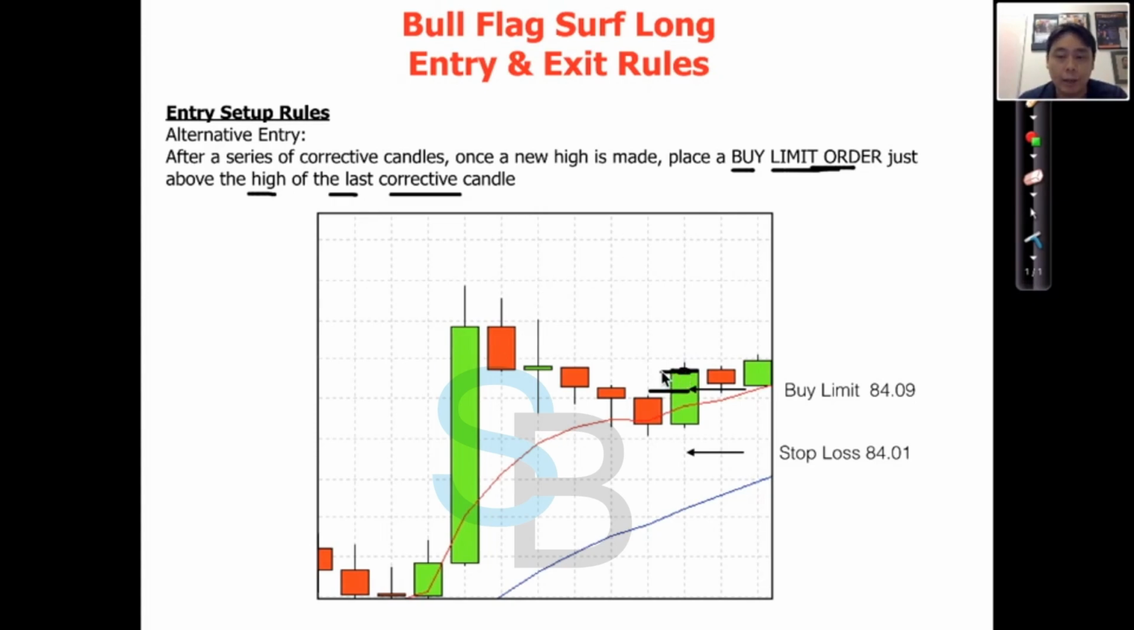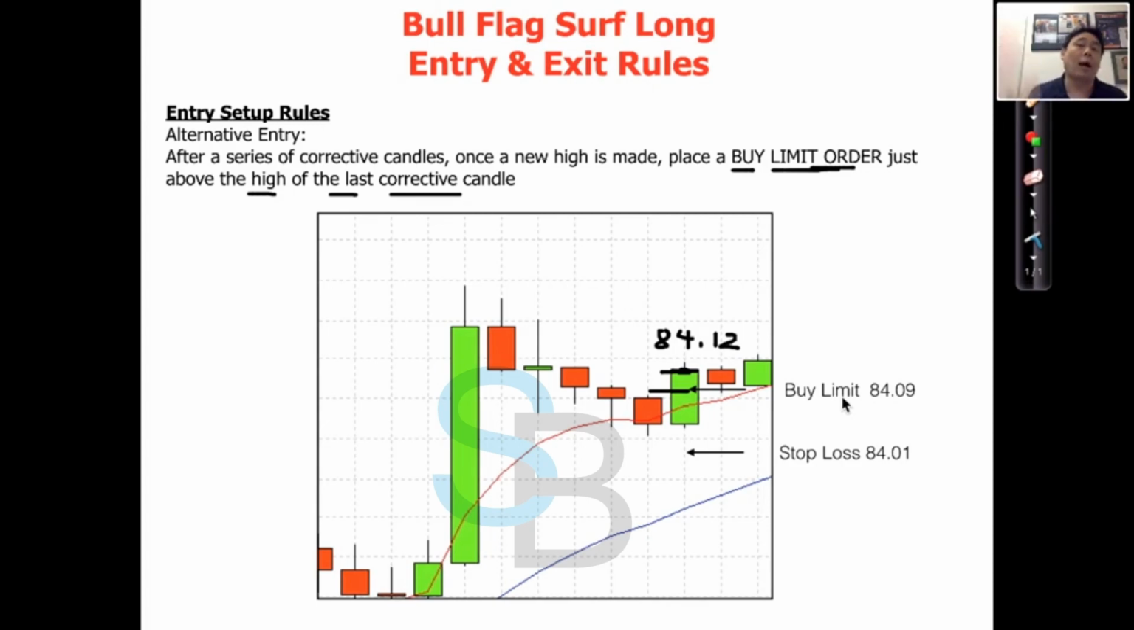right? Like this could be 84.12. So my order will only be triggered if the price comes back down slightly to 84.09, triggering my buy order. All right, so this is another way to enter the trade. In other words, the price has already moved above your entry price. You place a buy limit order. Hopefully, it comes back down to fill your buy limit order and continue going up.